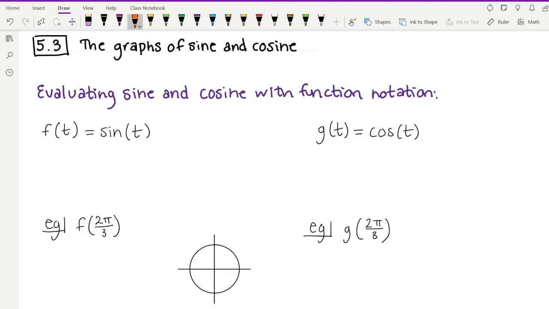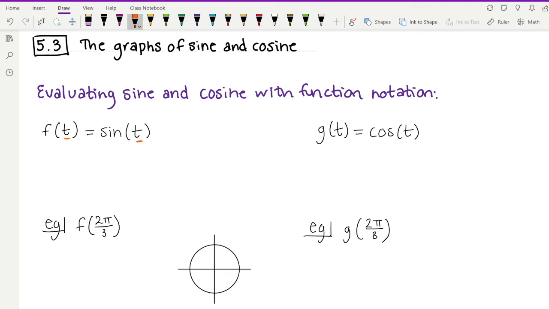So in this video, I'm going to use f to be the function that goes with sine. I'm going to use g as a function that goes with cosine. There's nothing special about that. That's just the letters I'm choosing to use in this video. Another thing you might notice is that the input variable that's being used here is t. That's what your book uses.